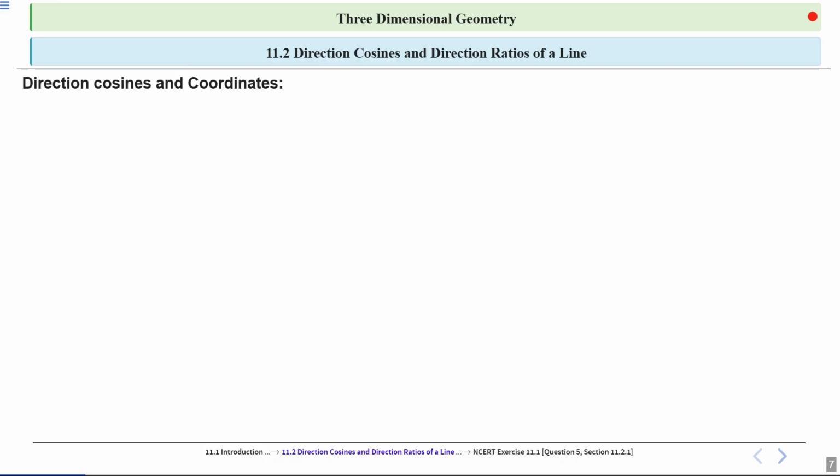Now, we will explore in more detail direction cosines and coordinates. So let us consider the origin, which we will call point O, and another point P with coordinates x, y, z that lies on a line L. The distance from O to P is r, so we can write the modulus of OP is r.